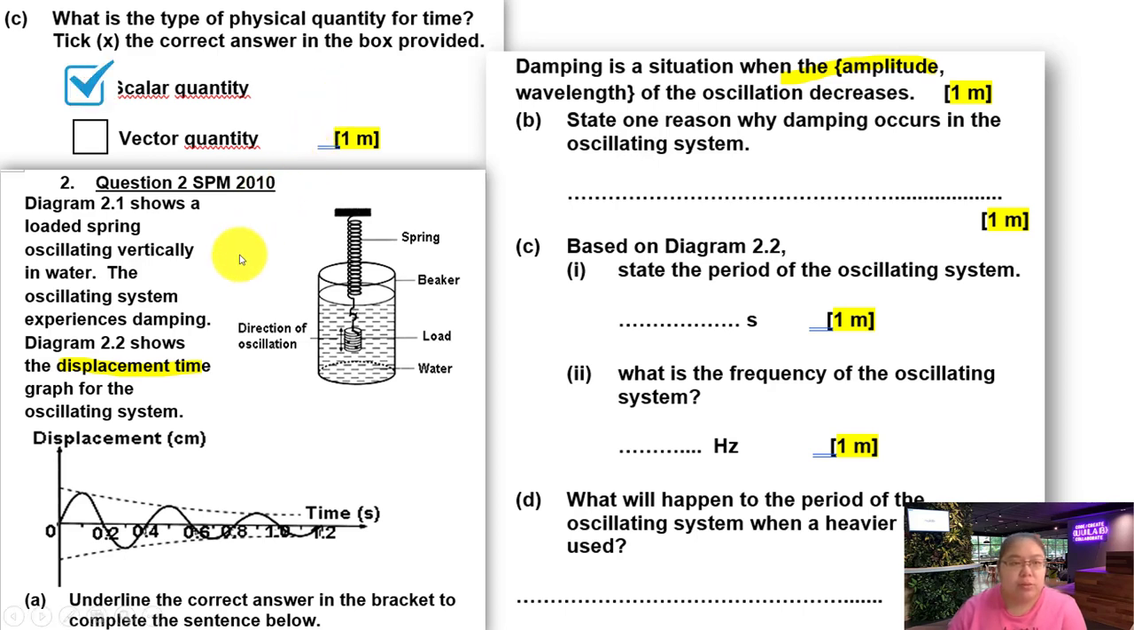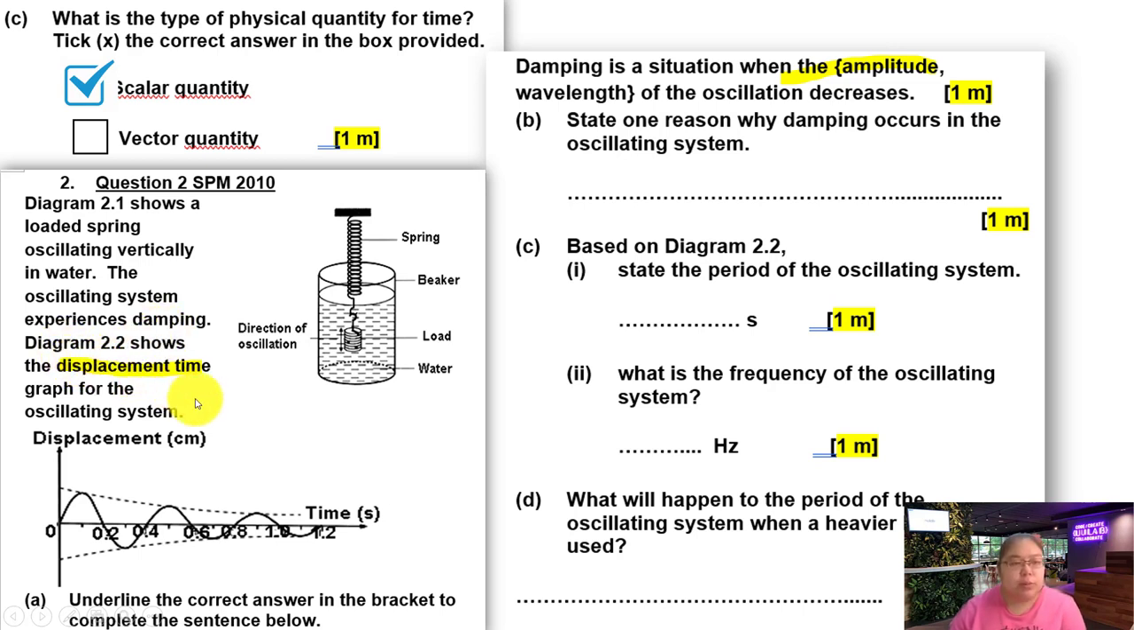Okay, then we go to question number 2. They show a loaded spring oscillating vertically in water. Then the oscillating system experiences damping. So remind back, what is damping? Damping is a situation that is affected by air resistance. Then finally the object's vibration will stop. They will slowly reduce in amplitude, and finally they will stop.